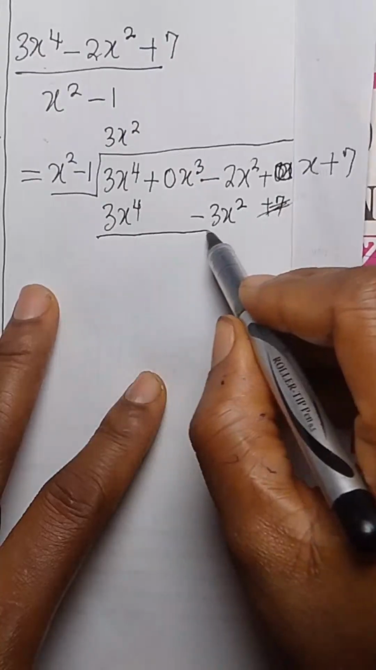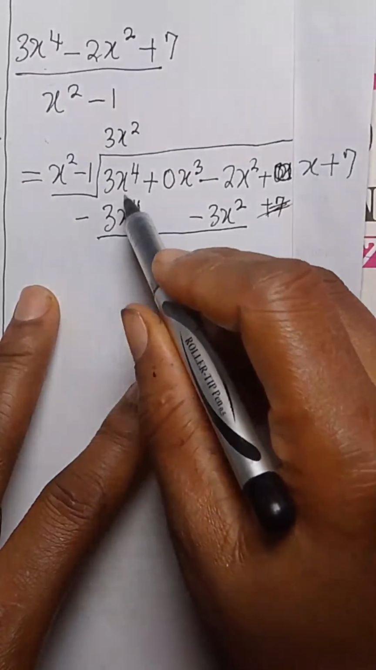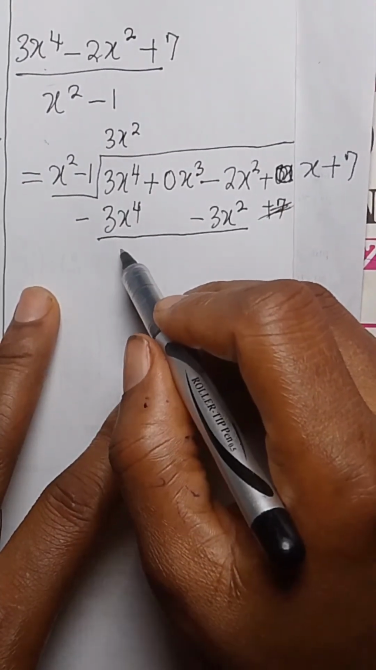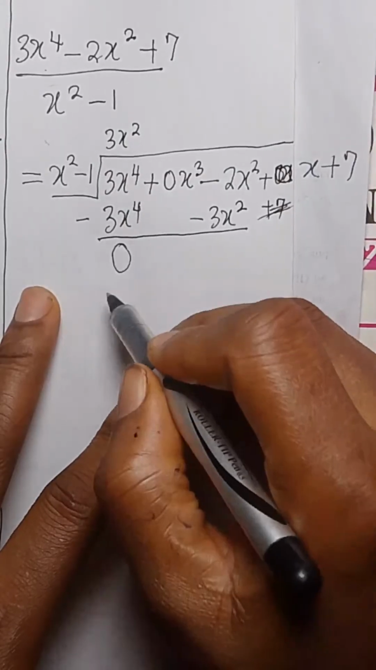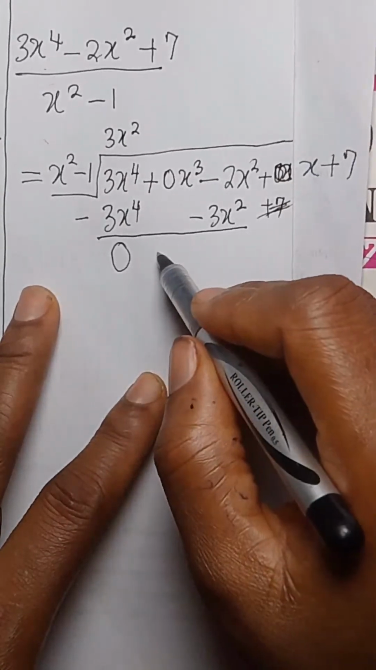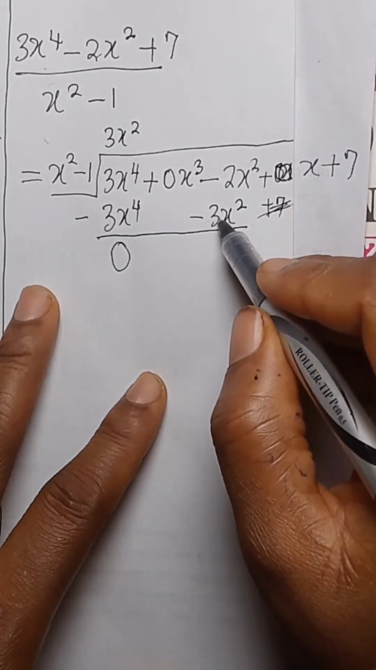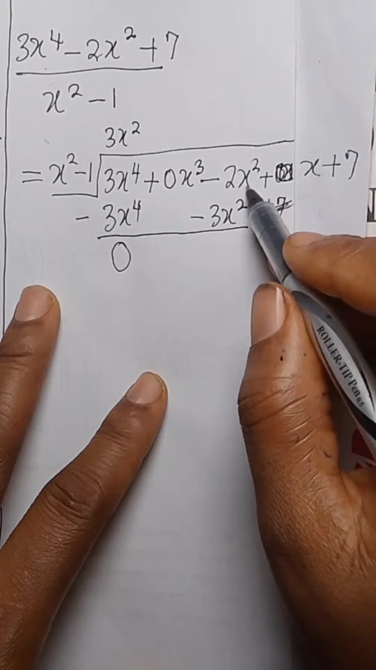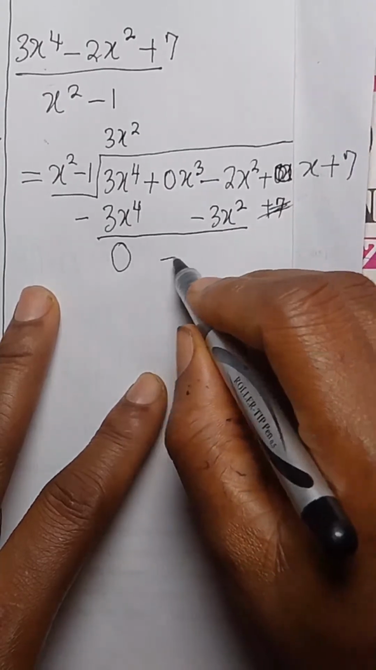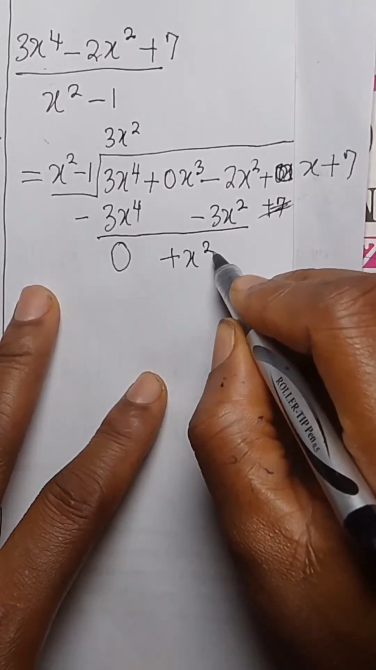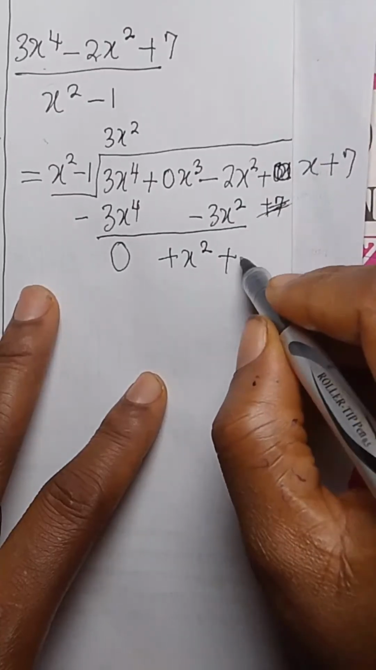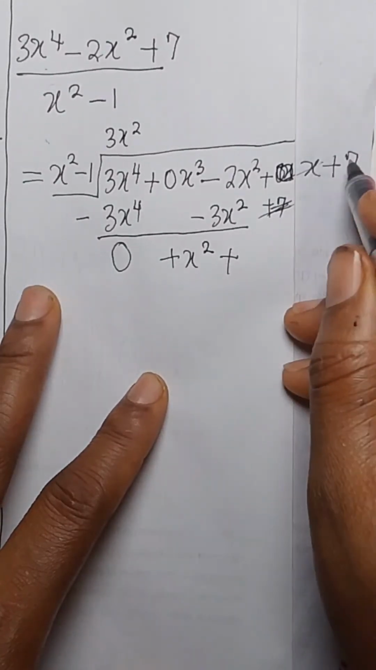Then we are going to subtract. 3x to the power 4 minus 3x to the power 4 will give us 0. Now remember, here is 0 already. So minus 2x squared minus 3x will now give us minus 2x squared plus 3x, which will give us plus x squared. Now we are going to bring down our 7.